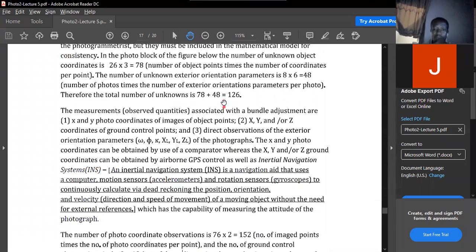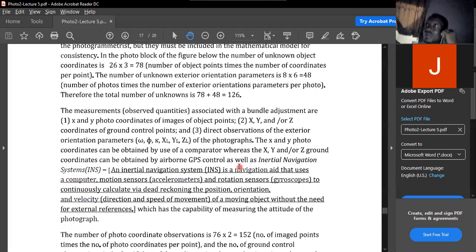Anyway, when we add them up, we get 126 unknowns, for just 8 photographs. So you can imagine the kind of equations that we solved in JHS, simultaneous equations, how many unknowns were there? 2. And yet people were struggling to solve it, isn't it? How many unknowns are we looking at here? 126.